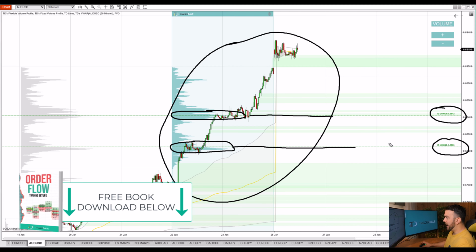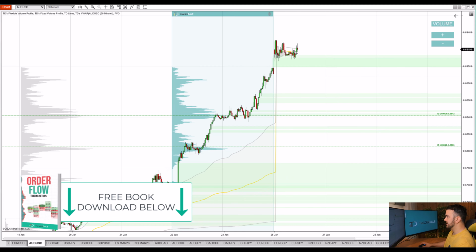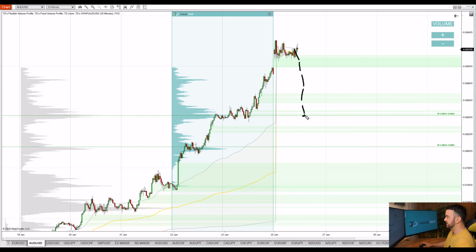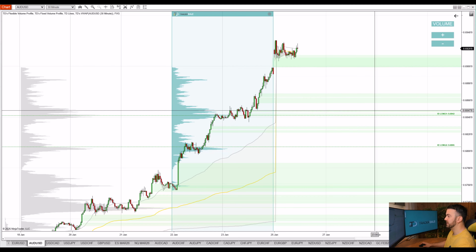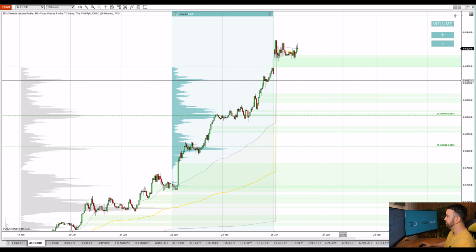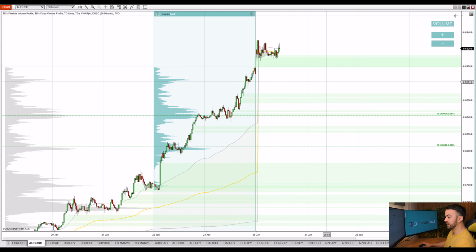The second support is at 0.6805. So the ideal scenario is a pullback to the first support, reaction, and then a pullback to the second one and reaction. Those heavy volume zones represent places where buyers were adding to their long positions, and when the price reaches those places again, those buyers should become active again and push the price upwards from there, right? So that's for the Australian dollar, US dollar.